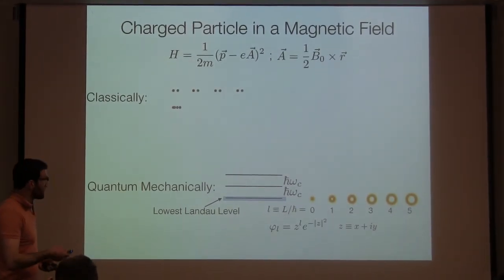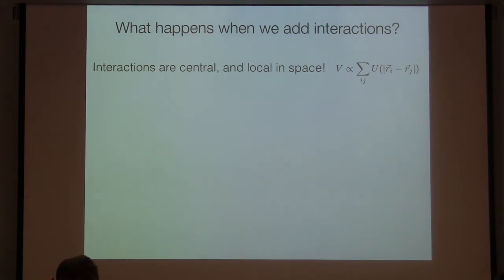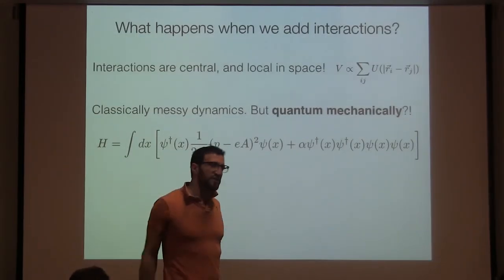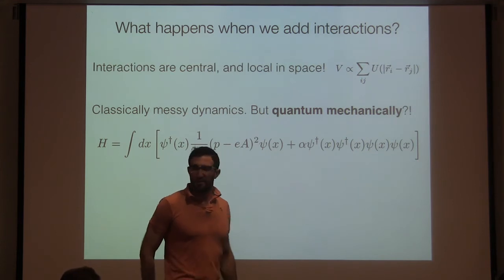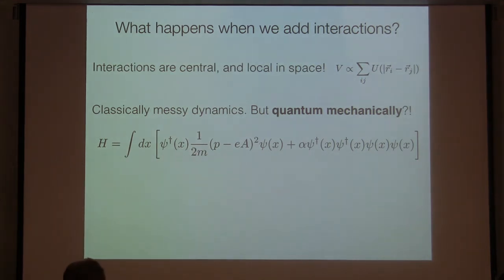Well, it's important because the next thing that we're going to do is add interactions between these particles and ask about what the ground state of the system is. So this looks horrible. Classically, you've got particles going in circular orbits, bouncing off of each other. Who knows what the heck happens? Norm might know, but I sure as heck don't. But quantum mechanically, it turns out you can write down a very beautiful answer to this problem.